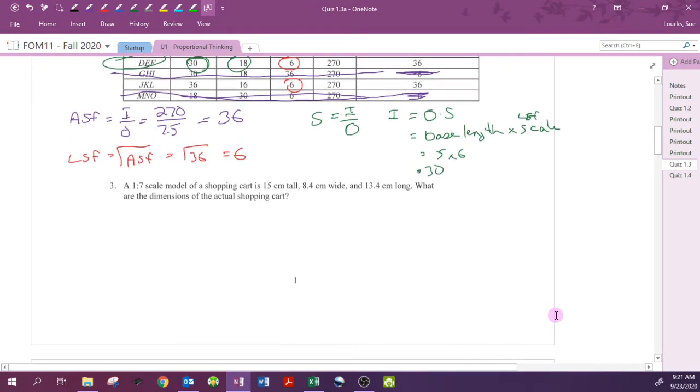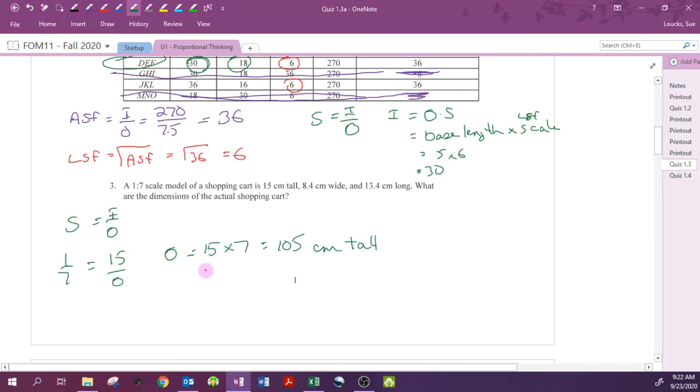All right, question 3, a 1 to 7 scale model of a shopping cart. So scale equals image over original. 1 over 7 is image over 15. So the image is, wait. Sorry, I got this backwards. The image is the 15. And I'm looking for the original. There we go. So my original is 15 times 7, which is 105 centimeters.